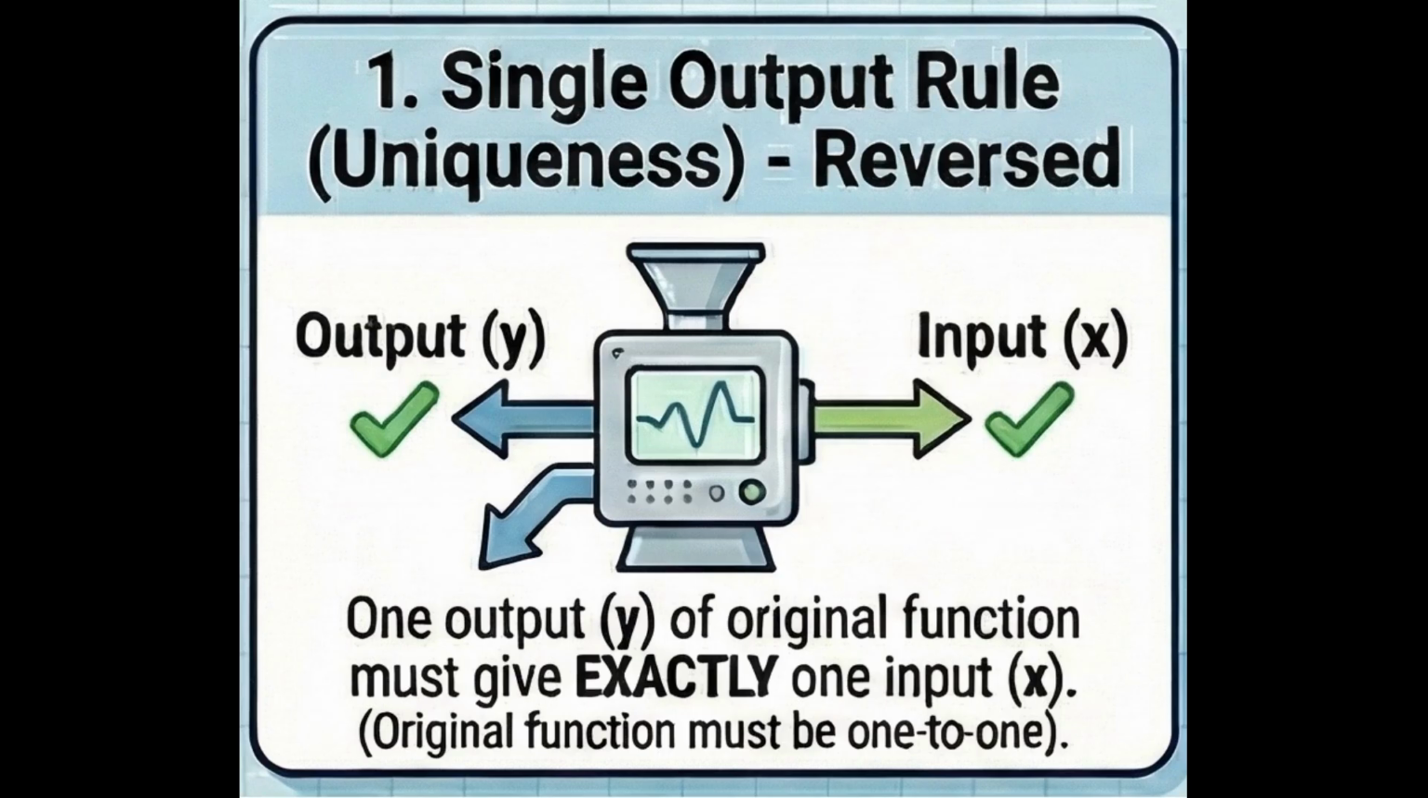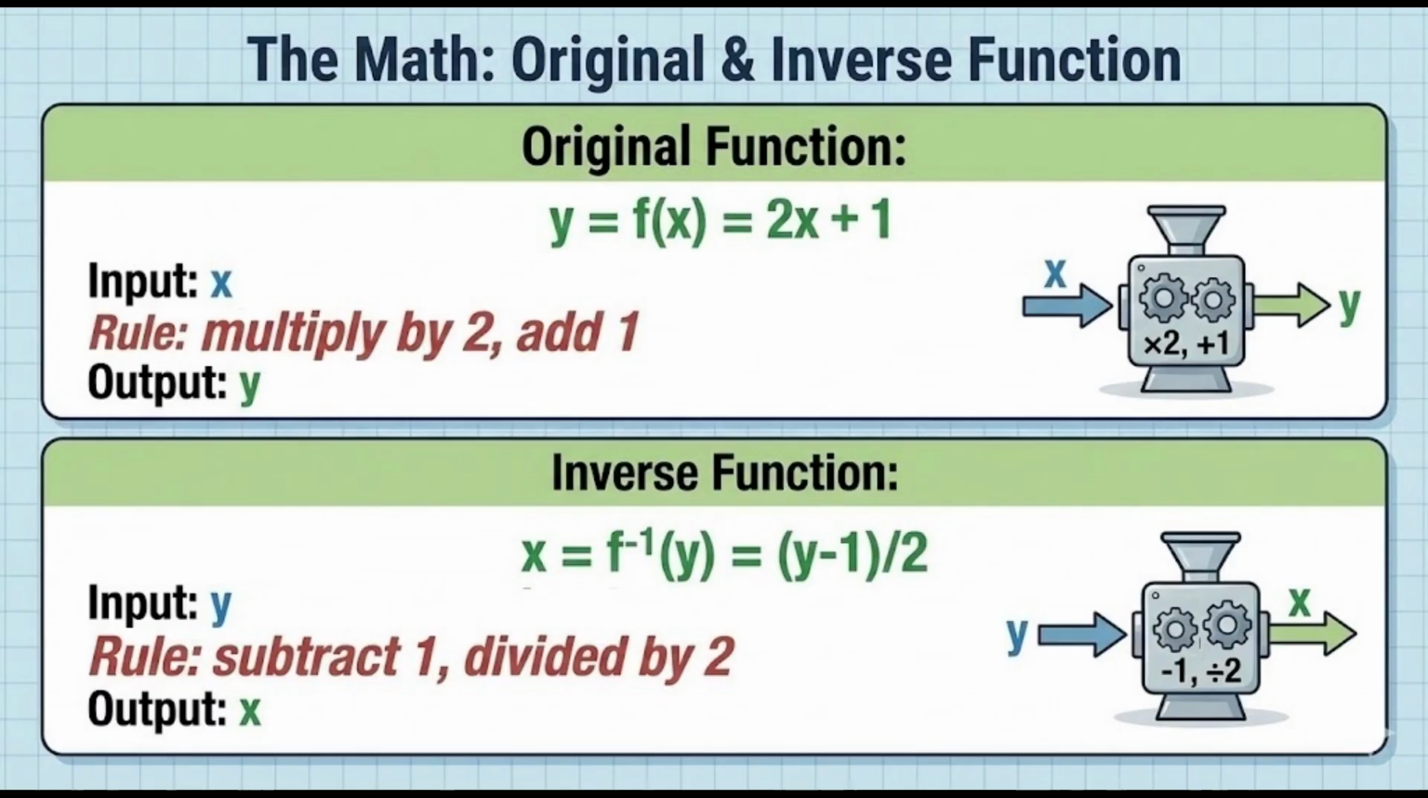First rule: an inverse only exists if the original function is 1-to-1. That means every output from the original function must come from exactly one input. Why? Because when you reverse the process, the inverse needs to know precisely which input produced that output. If 2 different inputs give the same output, the inverse breaks. No guessing allowed.